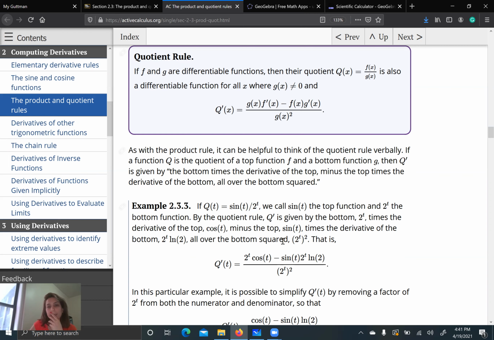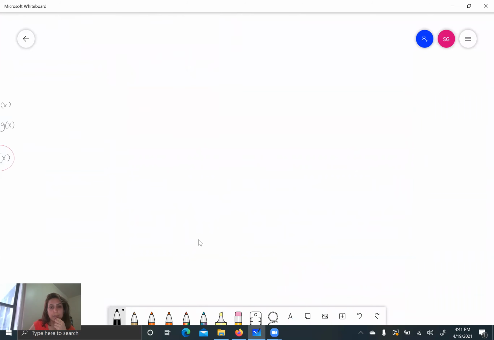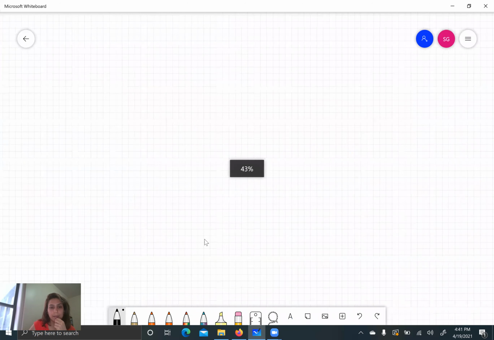So I'm going to show you an example. In this example, we are going to apply this quotient rule. So we are going to do example 3 using the quotient rule.